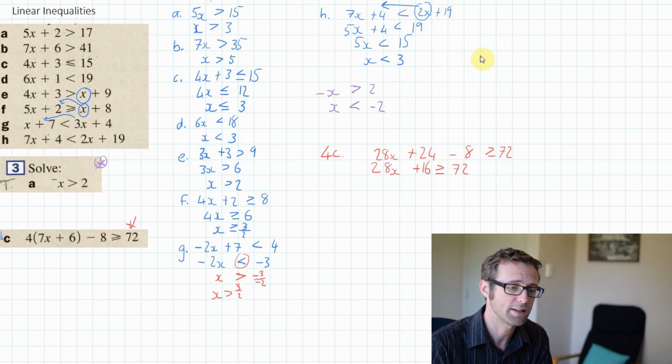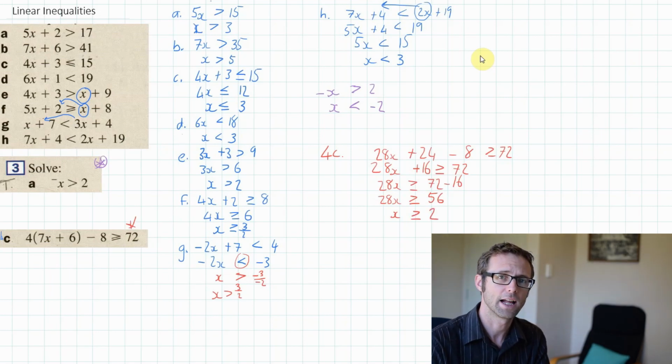Now I'm going to pull that 16 across by making it a negative 16. So I'm going to have 72 minus 16. So therefore 28x is going to be greater than or equal to, now 72 take away 10 is 62, and then I take away 6 more, which is 56. And then x is going to be 56 divided by 28, which is 2. And that will be my final answer for that.